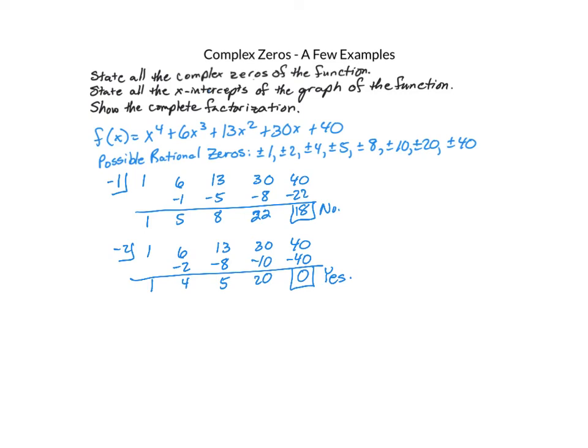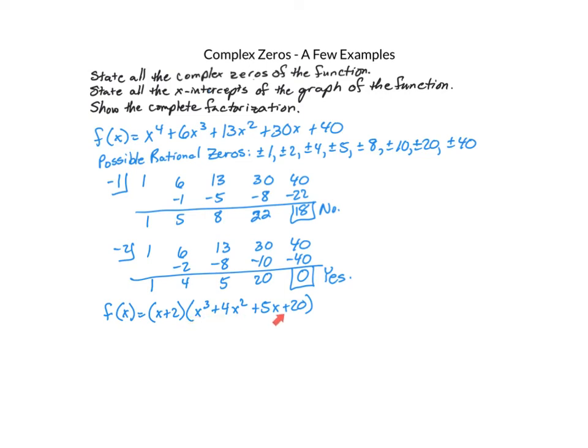So let's write our factorization where we are right now. We'd have f of x equals x plus 2 times this polynomial x cubed plus 4x squared plus 5x plus 20. Do you see where those coefficients came from right here? So let's continue. Now it's tempting to use the rational zeros theorem on this polynomial right here. No problem, we could do that. But I want to remind you to always consider your traditional strategies.